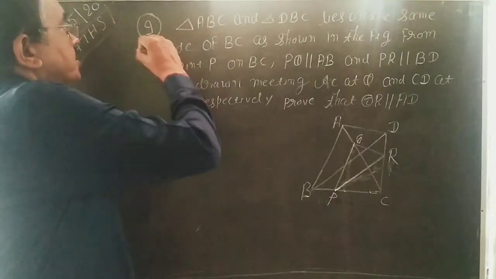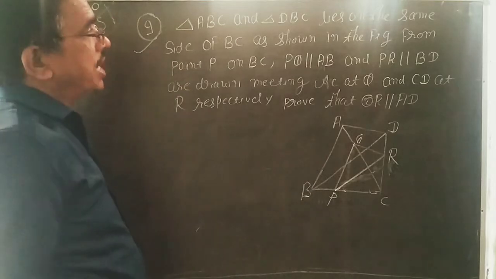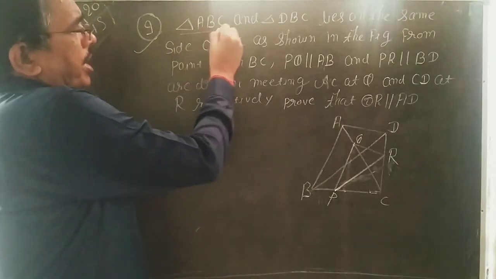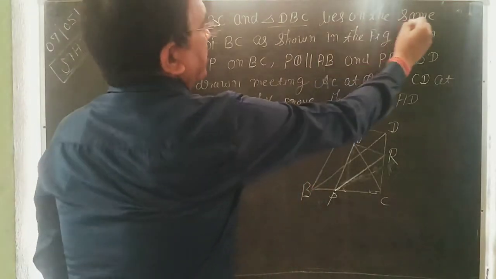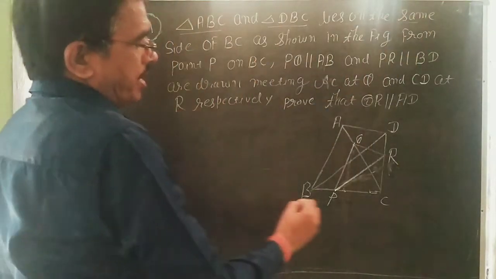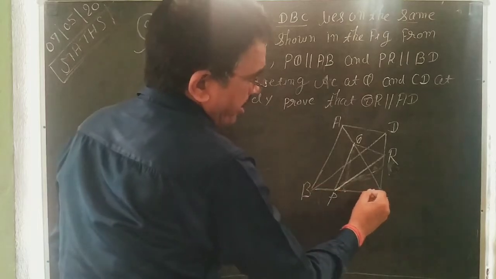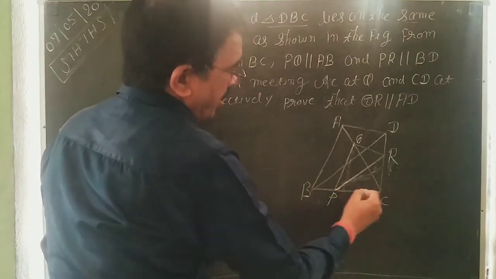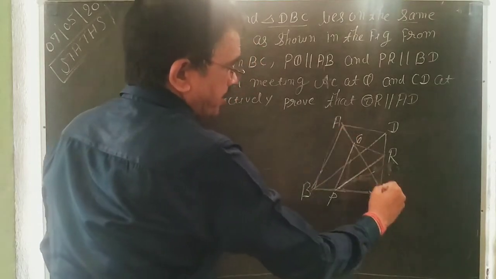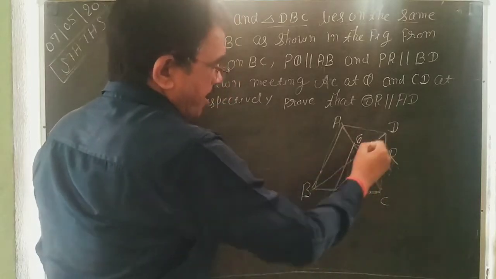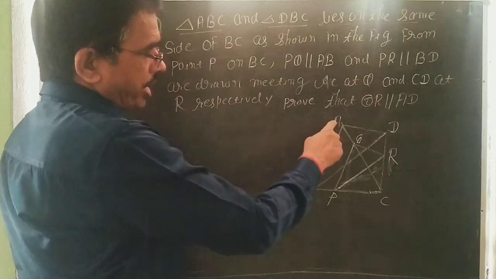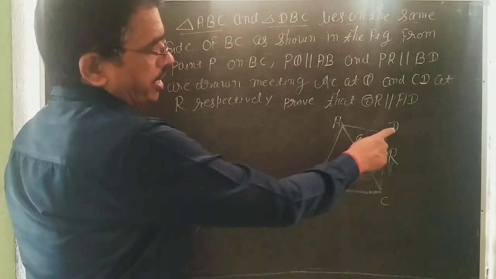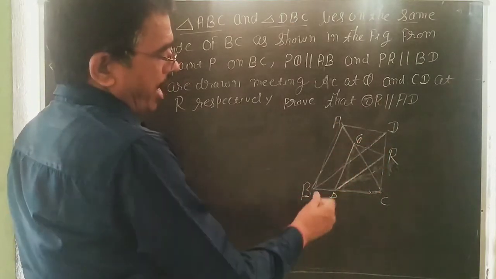Student, now see question number 9 of exercise 7. Given that triangle ABC and triangle DBC lie on the same side of BC. See here, it is the BC and one triangle is ABC. Another triangle is DBC. See here clearly, one triangle is ABC, another triangle DBC lies on the BC.